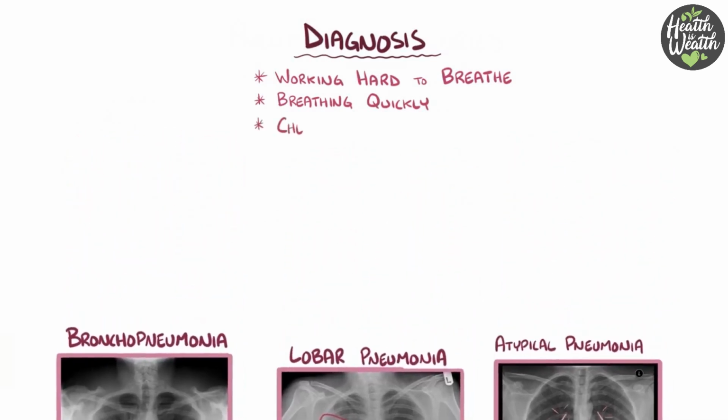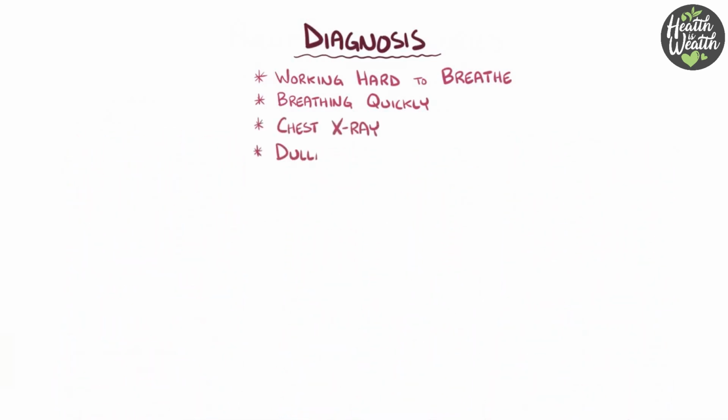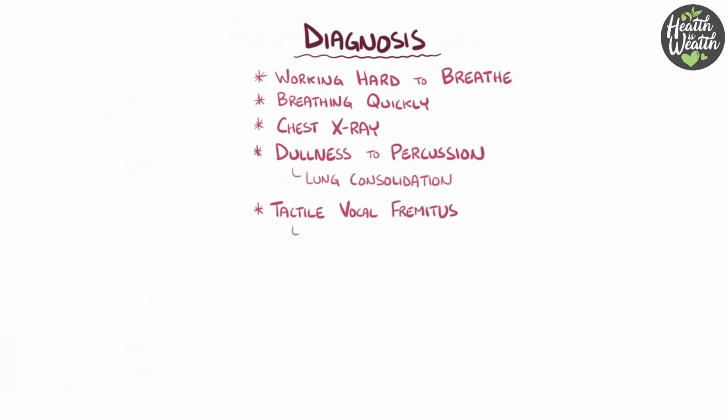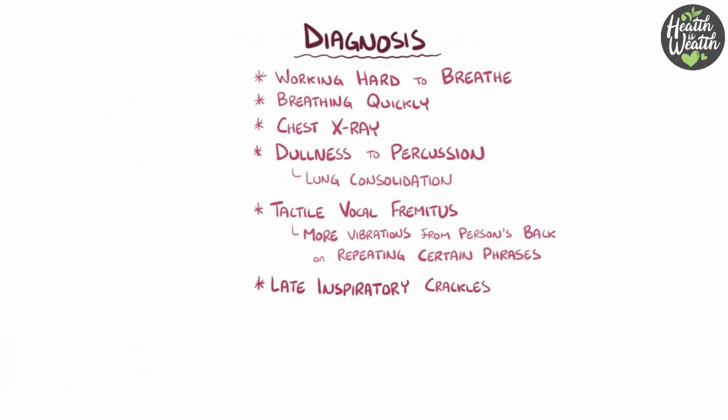Another way to detect lobar pneumonia, though, is to look for dullness to percussion, which suggests that there's lung consolidation. There's also tactile vocal fremitus, which is when you can feel more vibrations from a person's chest or back after they repeat certain phrases. This is because sound travels better through the fluid-filled consolidated tissue than air-filled healthy tissue. Late inspiratory crackles might also be heard, along with bronchial breath sounds, bronchophony and egophony.